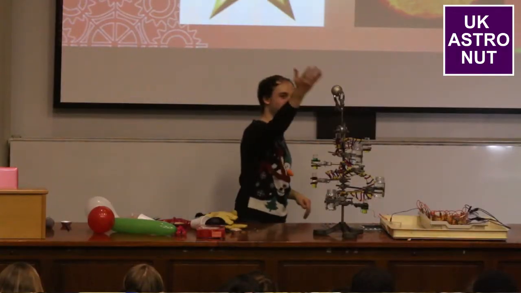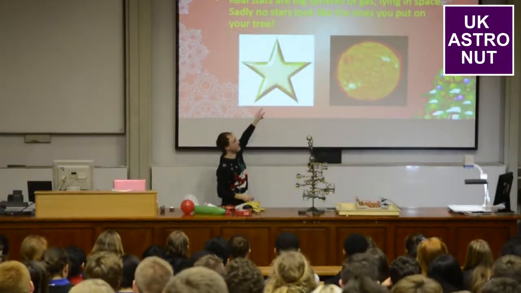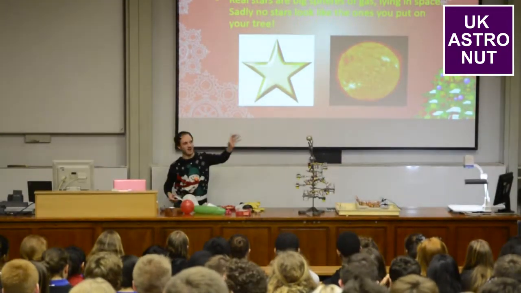So what I now have is a representation of a real star. This is what a real star should look like. It should look like a sphere. You don't want these rubbish white-winged stars. A real star looks like this.